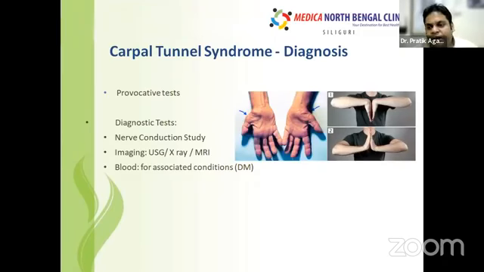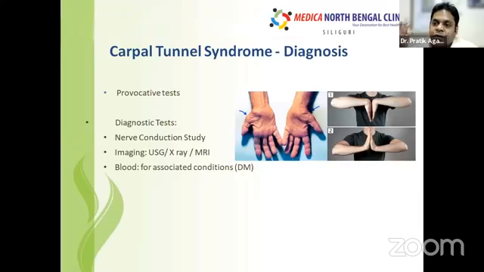So diagnosis is very simple. It can be done clinically by some provocative tests. These are the examples. One of the tests is that we can press on the wrist and ask the patient whether there is a tingling of the lateral 3.5 fingers. If the patient says yes, it may be one of the reasons of carpal tunnel syndrome.